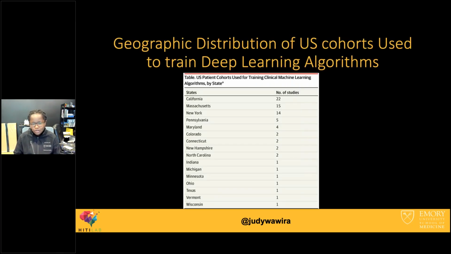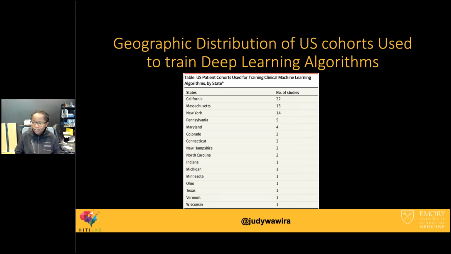And while we're lucky to have some data sets, it turns out that 34 states in the US do not have any data set that is represented in the algorithms. This is a paper that looked at studies between 2015 and 2019.